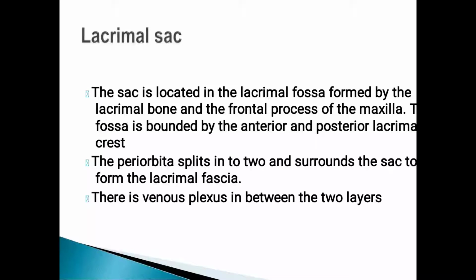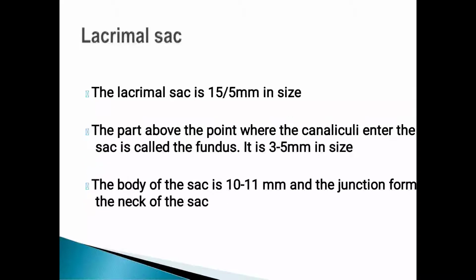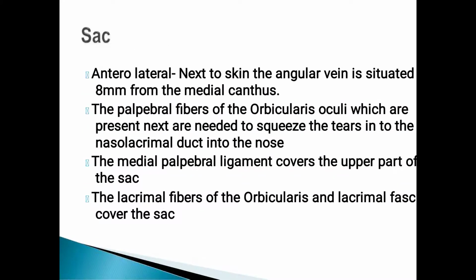The lacrimal sac is situated in the lacrimal fossa formed by the lacrimal bone and the frontal process of the maxilla. The fossa is bounded by the anterior and posterior lacrimal crest. The lacrimal sac is around 15 millimeter in length and 5 millimeter in breadth, and the part above the point where the canaliculi enter the sac is called the fundus. It is 3 to 5 millimeter in size, and the rest of the part is called the body. Just like the stomach, it also has a fundus and body.